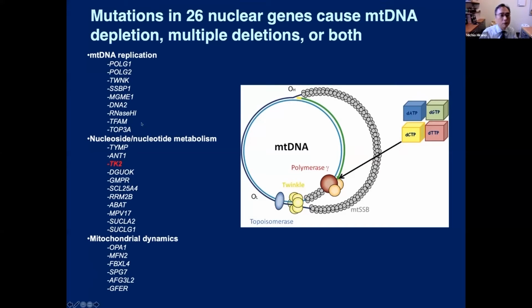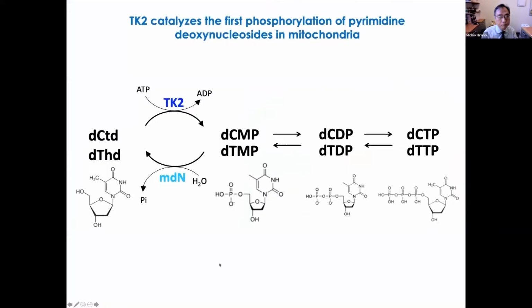These genes fall into three major groups: genes involved with mitochondrial DNA replication, or the replication machinery itself; the genes that are required for making the building blocks, dNTPs, that are required to make mitochondrial DNA; and a third group of disorders which are related to mitochondrial dynamics.